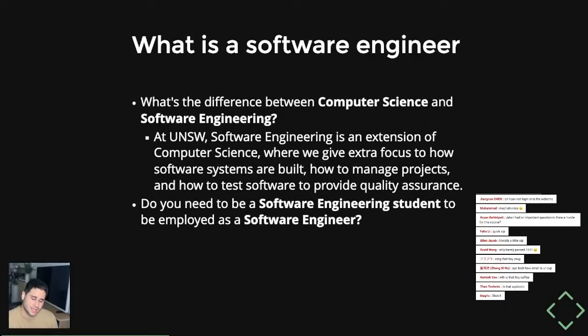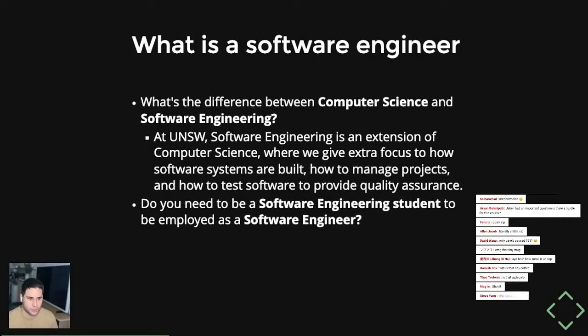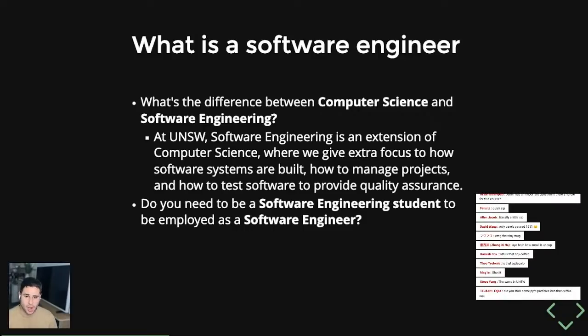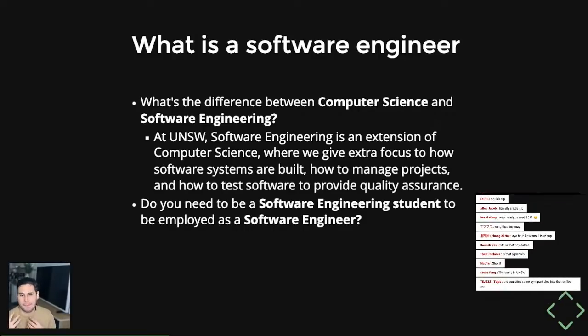Well, at UNSW, there's a course-specific difference. You do an extra year in your software engineering degree, you're an accredited engineer, and you've got some engineering courses that you need to take. Do you need to be a software engineering student to be employed as a software engineer? Absolutely not. I worked as a software engineer for many years before I worked as a research engineer, and now I teach software engineering, and my bachelor was in computer science. So this shouldn't be a surprise to anyone now.